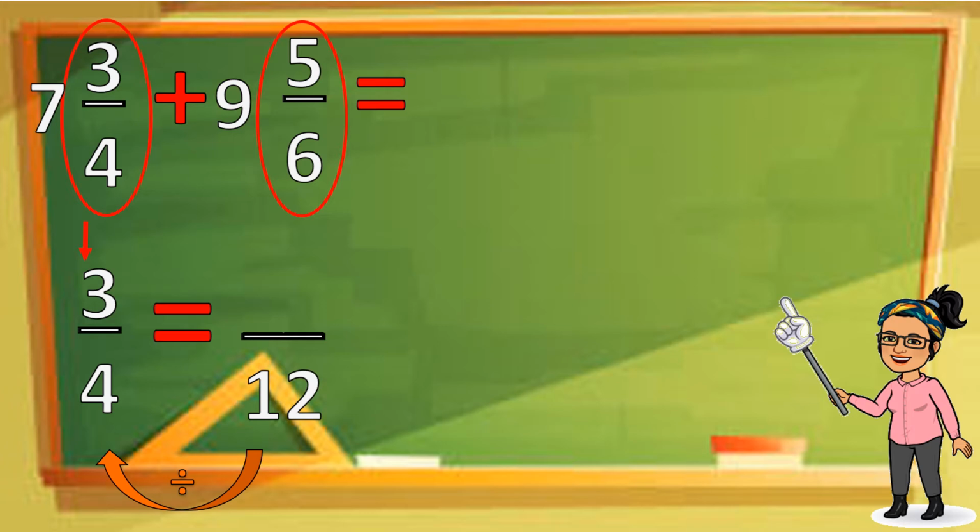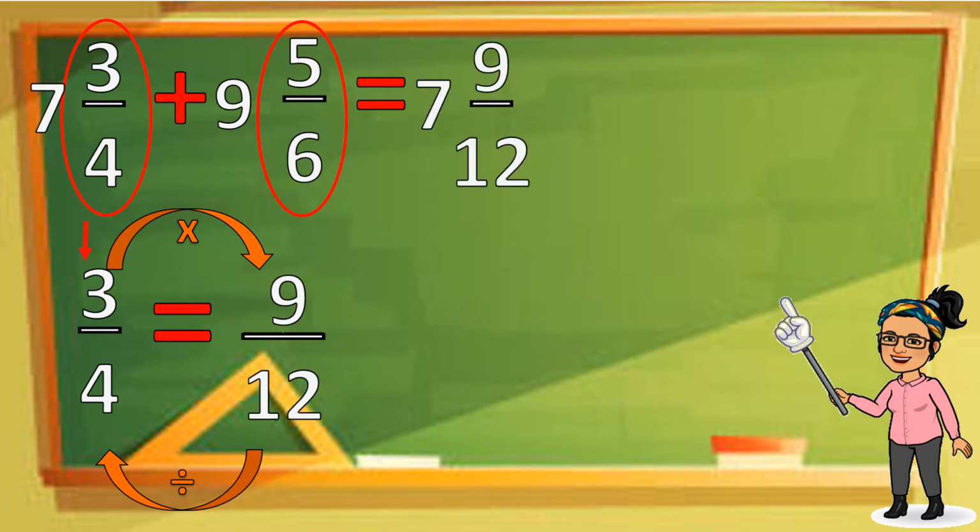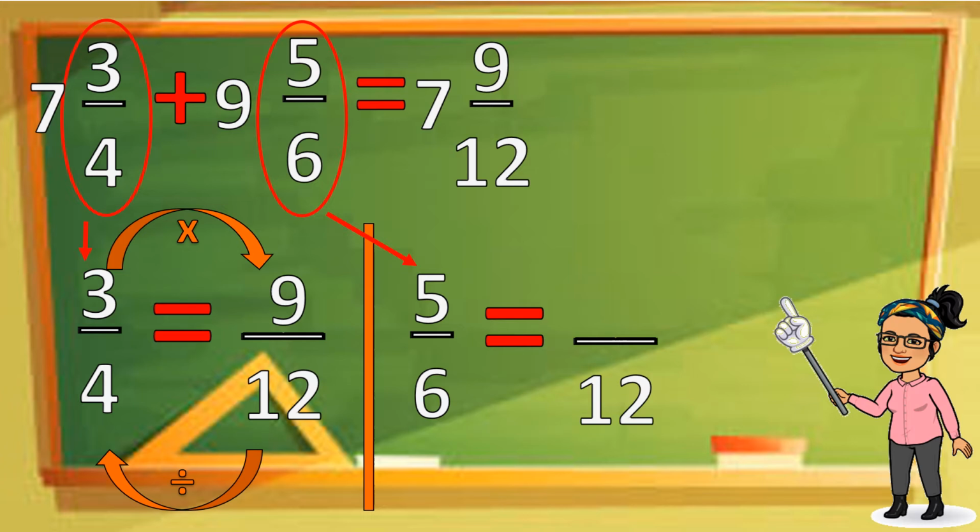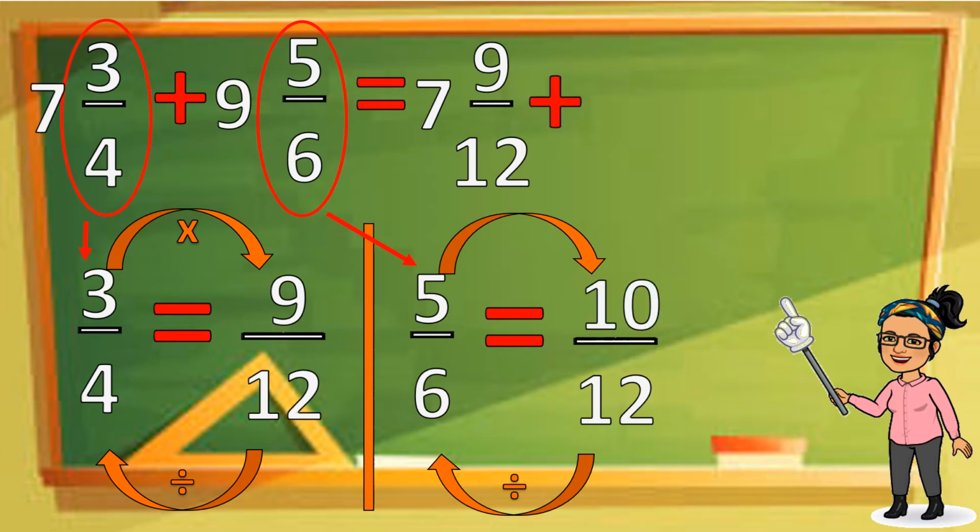So divide, 12 divided by 4 is 3. 3 times 3 is 9. So we now have 7 and 9 over 12. Let's do 5/6. Again, the LCD is 12, divide and multiply. 12 divided by 6 is 2. 5 times 2 is 10. So 9 and 5/6 will become 9 and 10 over 12.